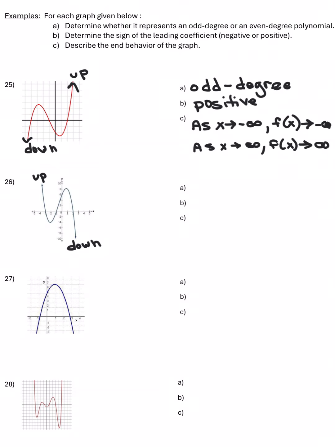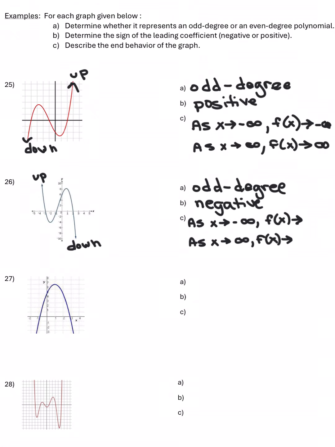Okay, so for part A, if one says up and one says down, if they're in different directions, then that means we again have an odd degree function. And again, please don't just write odd, it's the degree that's odd degree. Okay, so for part B, we only are concerned with what's happening on the right side of our graph to determine whether the leading coefficient is positive or negative. So here, it's pointing down, so that means we have a negative leading coefficient. Okay, and then for part C, they want us to describe the end behavior, so we have to write out both of those complete mathematical sentences.